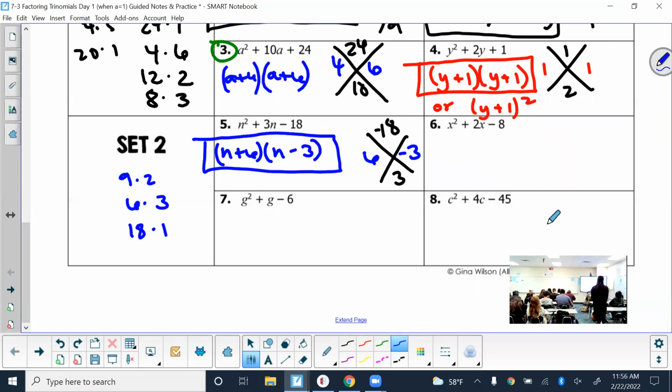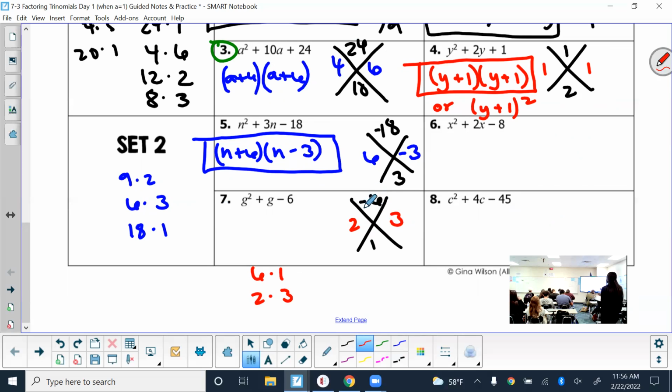Alrighty then. Let's look at 7 together. For 7, what number goes on the top? What number goes on the bottom? 6 doesn't have a lot of options, so I have 6 times 1 and 2 times 3. Which combination would probably work out?